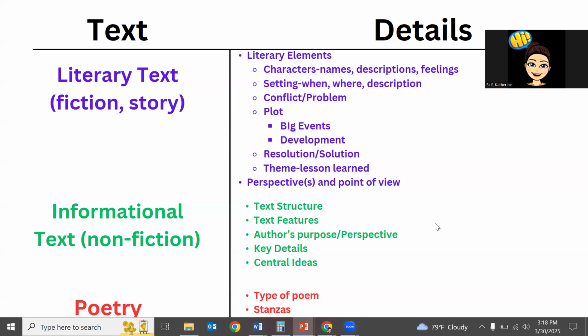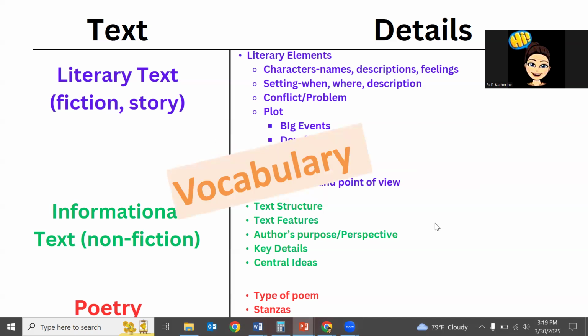And of course, through all of this, we have vocabulary, figurative language, prefixes, suffixes, and root words, using context clues to figure out the meaning of words, intertwined throughout every type of text we read.